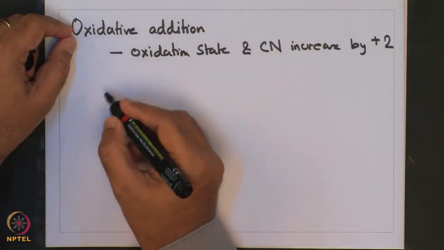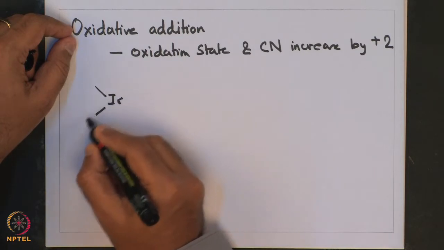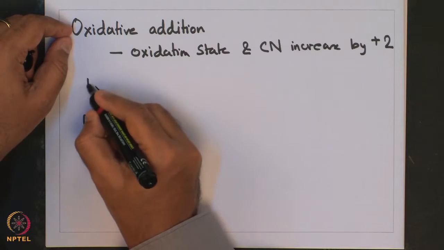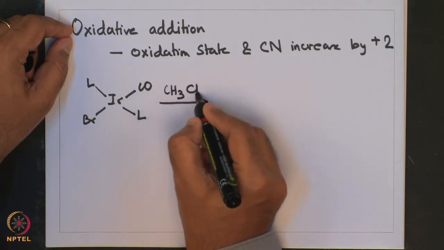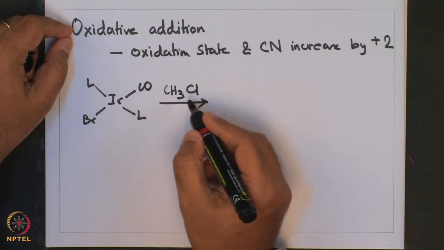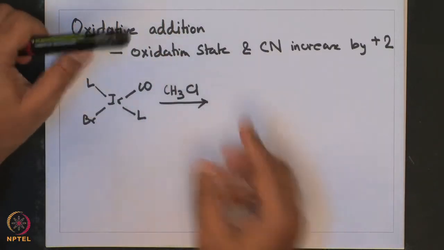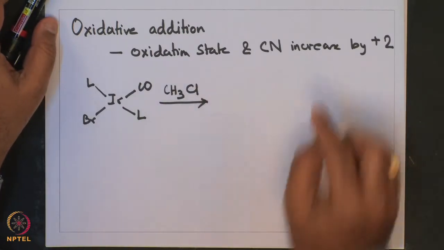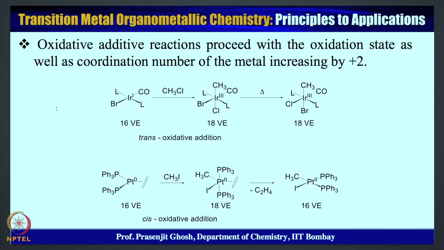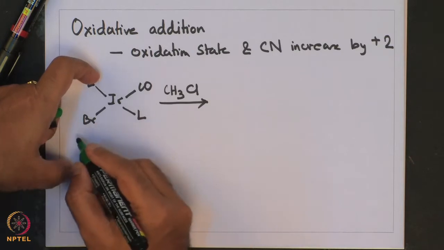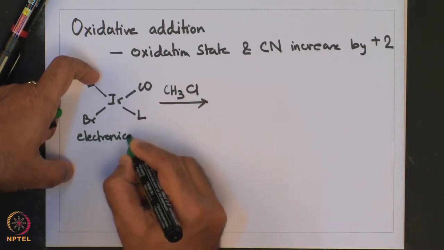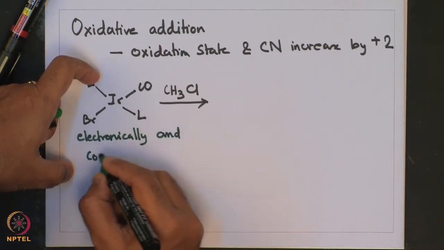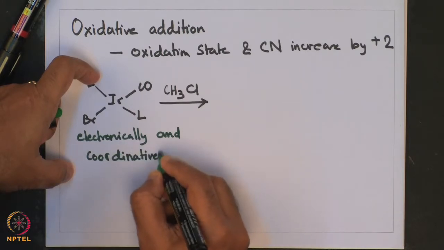Let me illustrate it by this simple iridium complex, which reacts with methyl chloride. Now, for a metal complex to undergo oxidative addition, in which the oxidation state as well as the coordination number increases by 2, the criteria is that the complex should be electronically as well as coordinatively unsaturated.